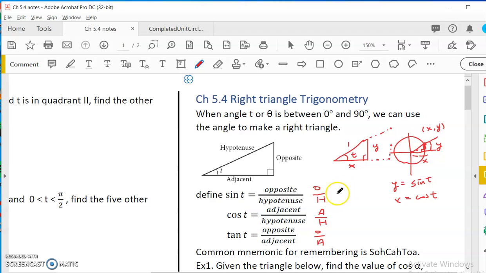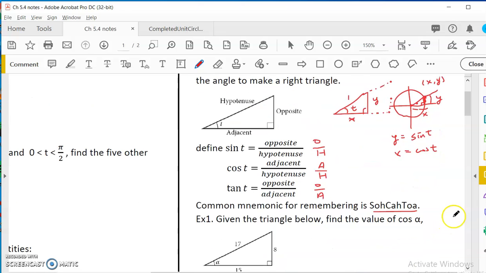And we can memorize this kind of ratio as SOHCAHTOA. SOH: O over H. CAH: A over H. TOA: tangent is O over A. SOHCAHTOA is very popular. If you go to YouTube and search for SOHCAHTOA songs, there are tons of them. If you hear a few, you will remember SOHCAHTOA. You'll remember how to relate the sides of a triangle with these angles.